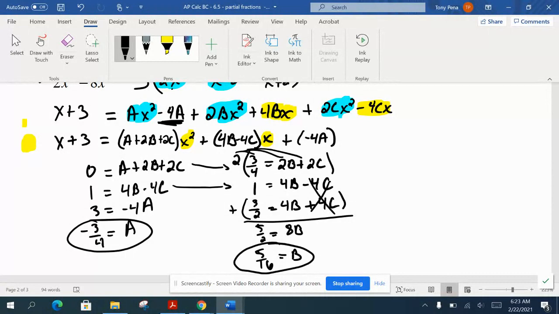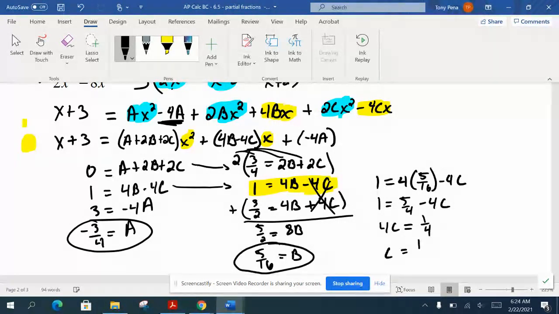So I'm going to get c using this equation, okay? So 1 equals 4 times b, which we now know is 5/16, minus our 4c. So what's that? 20/16, so that's 5/4 minus 4c. I'm going to add the 4c over, so it becomes a positive 4c, subtract 1, gives me 1/4, and then that's 1/16. Finally.